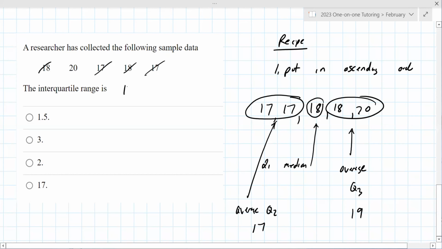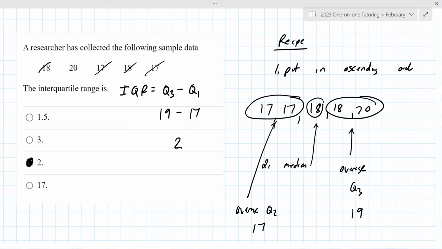So your IQR formula is Q3 minus Q1. In this case, it's 19 minus 17, which is 2. Okay, that made sense. Great.